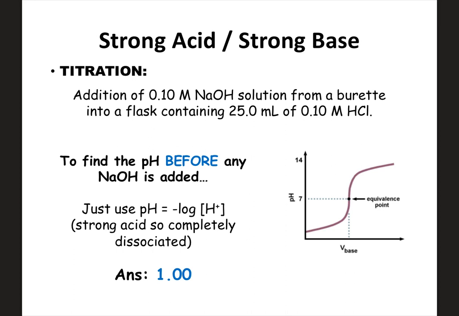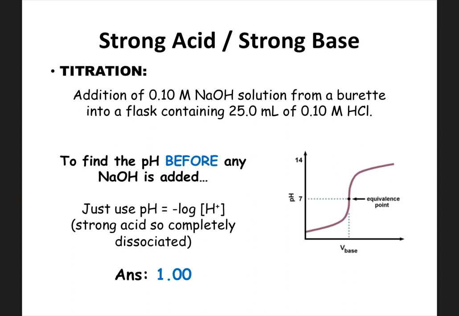So here is our problem: we are adding 0.10 molar NaOH solution from our burette. So our strong base is in the burette, and the flask has our 25 milliliters of 0.10 molar HCl. If you want to find the initial pH of the flask, we're not measuring the pH of the titrant, we're measuring the pH of the analyte. So we're trying to find the pH of the HCl. If you want to find the initial pH for any of these strong titrations, think about it: it's a strong problem.